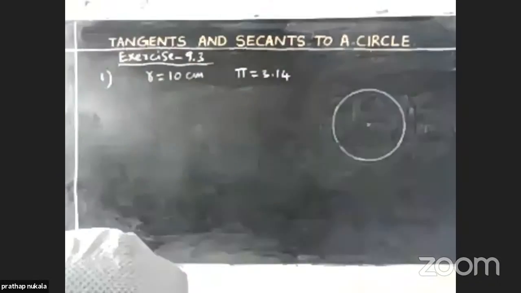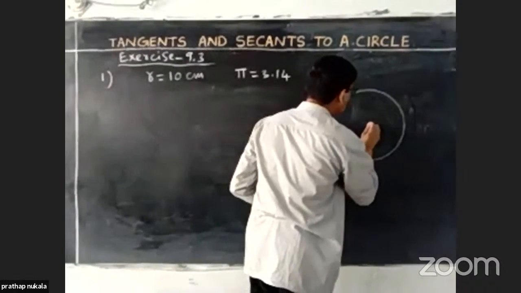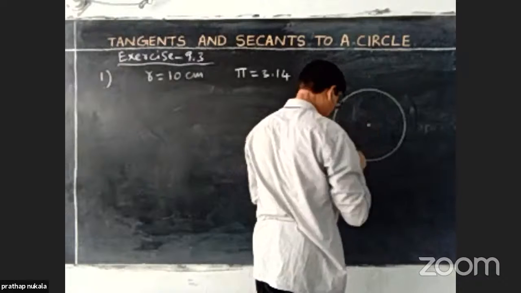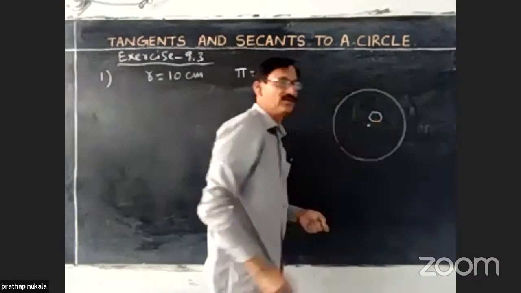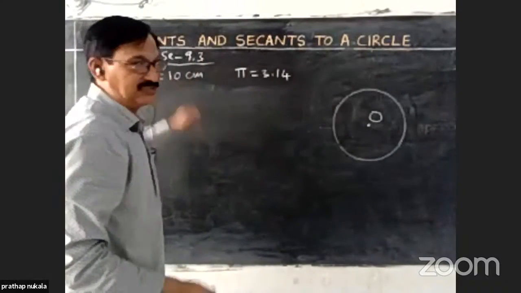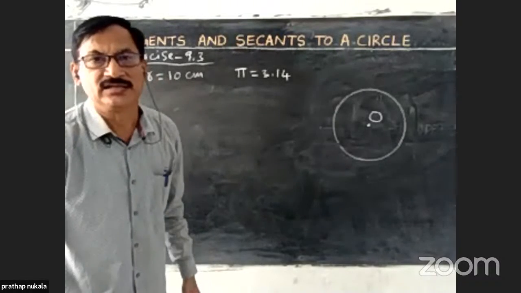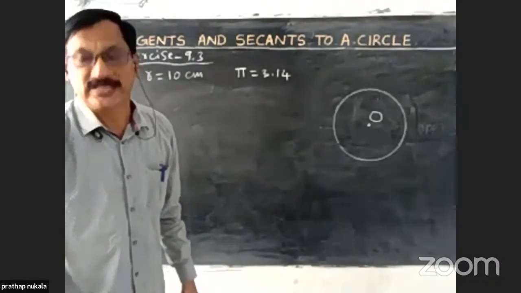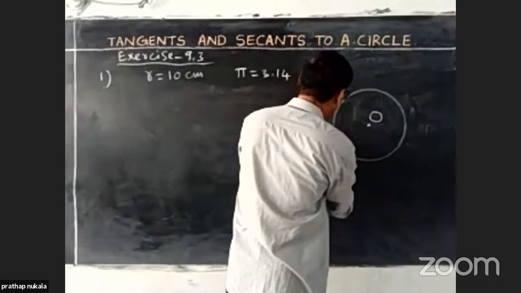Okay. Next. This is the center, O. And the radius is given as 10 centimeters. And a chord subtends a right angle at the center.